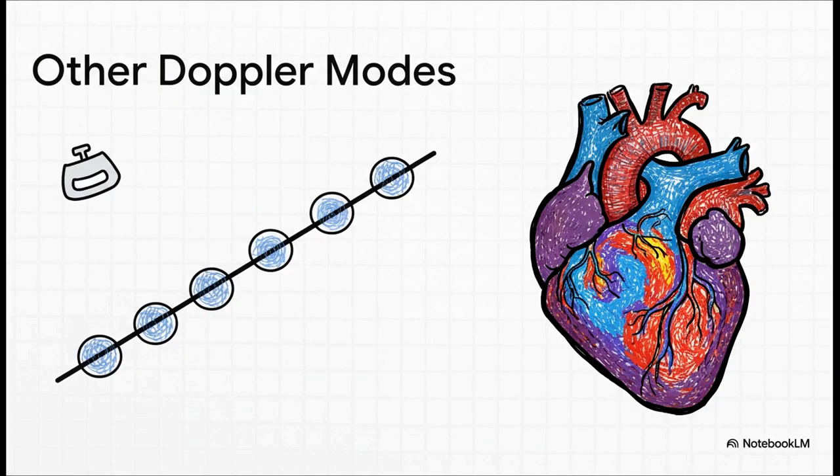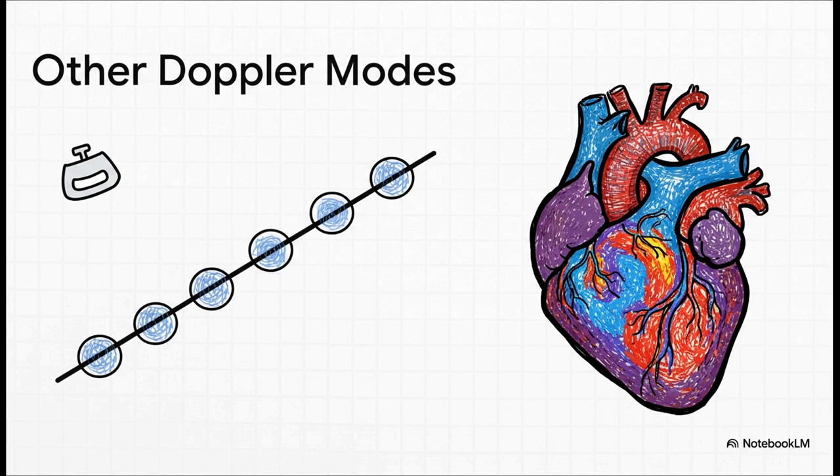We also have a few other Doppler tools in our toolbox. There's something called high PRF Doppler, which is kind of a hybrid mode that tries to measure velocities that are a little too fast for normal PW Doppler, but it comes with a bit of a trade-off in range accuracy. And then, of course, there's color flow Doppler.